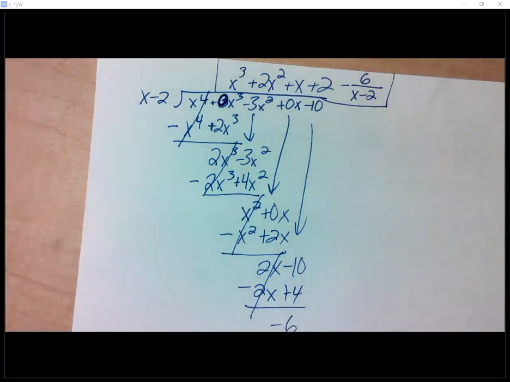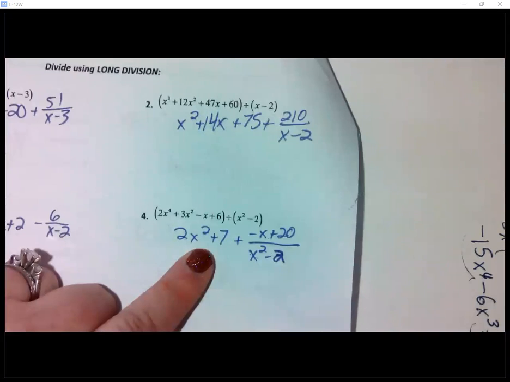Okay. Number 4 is trickier because what you're dividing by isn't a binomial. You actually have a quadratic that you're dividing by. So if we take a look, so here just for the internet, here's number 4. There's number 4 right there. All right, but I'm going to operate the same way. I still need 0 placeholders.